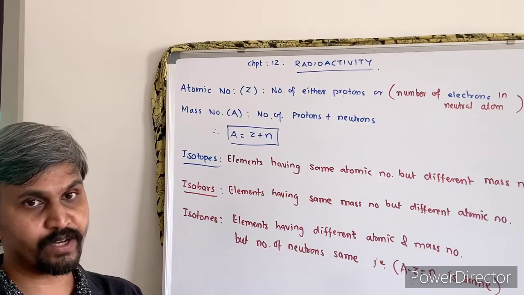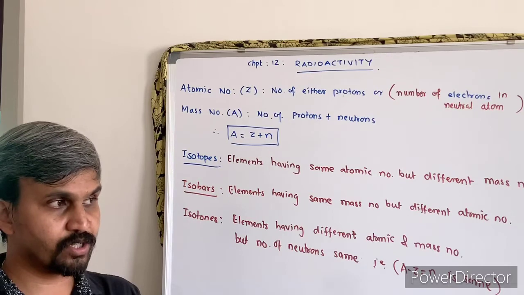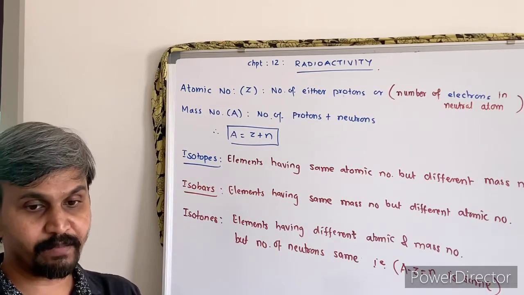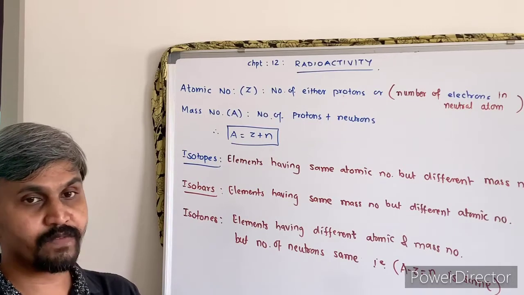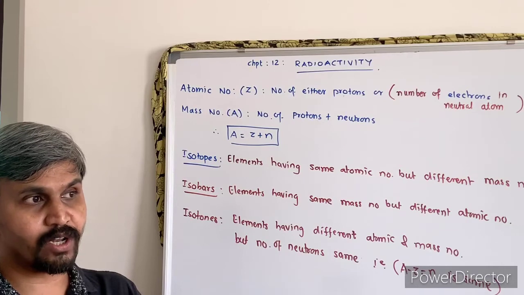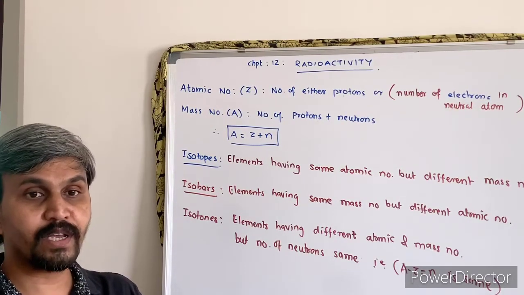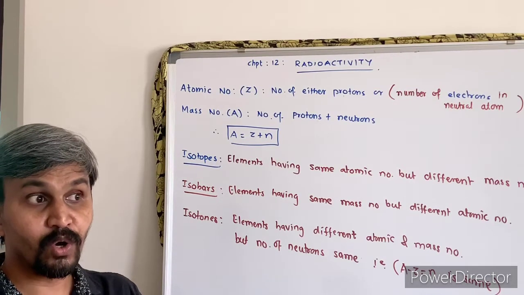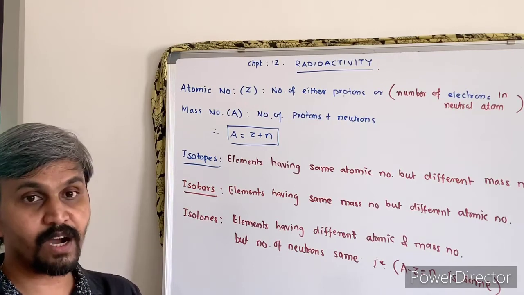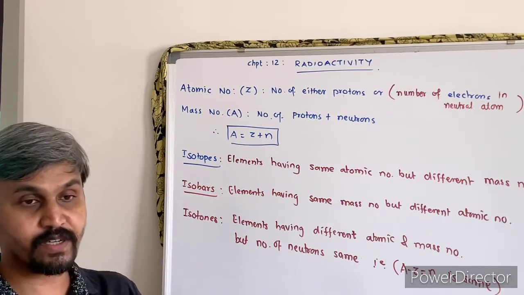There will be no effect of any external influence like oxidation, reduction, electric field, magnetic field, or treatment with some chemical compound. Nothing. Radioactivity is from the nucleus. Whatever we are doing, oxidation, reduction or any other treatment, is applicable only to orbital electrons. And what we are discussing, radioactivity, is about the nucleus. Therefore, radioactivity is a nuclear phenomenon.